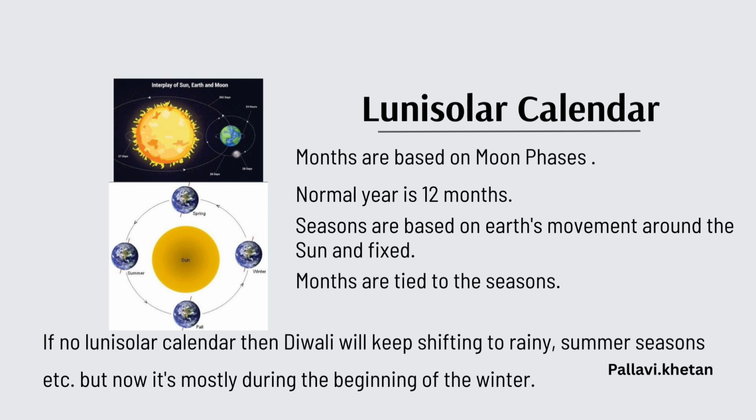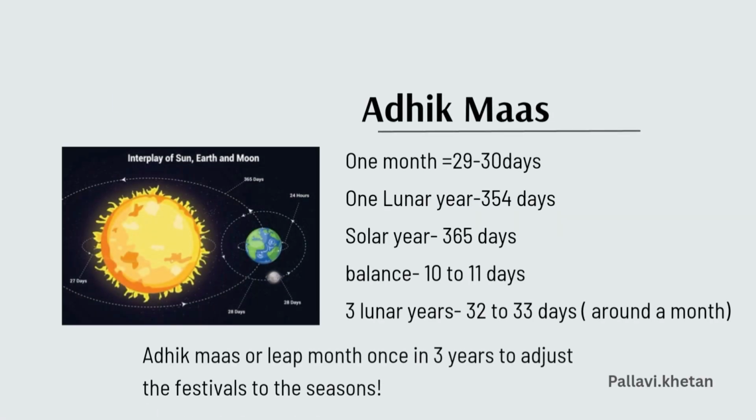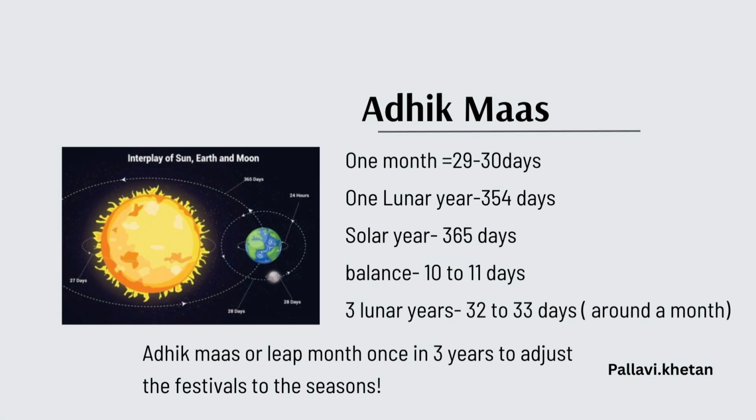So if you don't have a lunisolar calendar, what will happen? Diwali will keep shifting to rainy season, summer season, like that. But now because of this lunisolar calendar, the Diwali festival is always mostly during the beginning of the winter. So by doing minor adjustments, they try to keep the lunar phases and the solar phases in sync. And that adjustment is known as Adhik Maas.